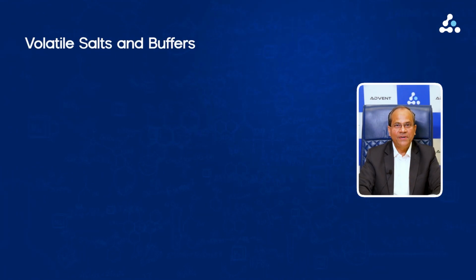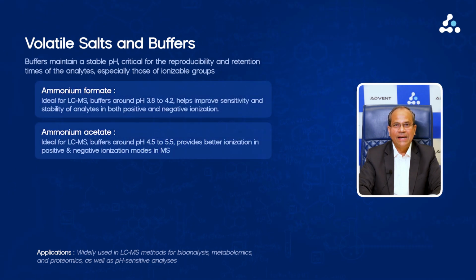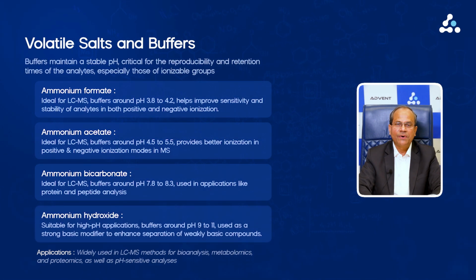Third, buffers create a stable pH, critical for the reproducibility and retention times of the analytes, especially of the ionizable groups. There are many kinds of volatile buffers like ammonium formate, ammonium acetate, ammonium bicarbonate, which are mainly used for LCMS applications, and they buffer around different pH ranges.